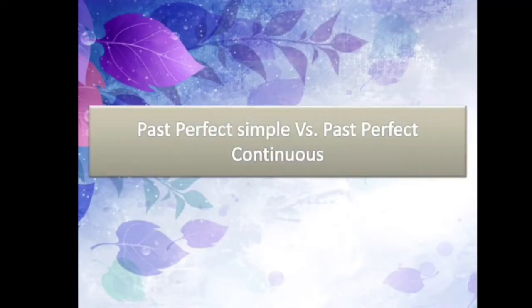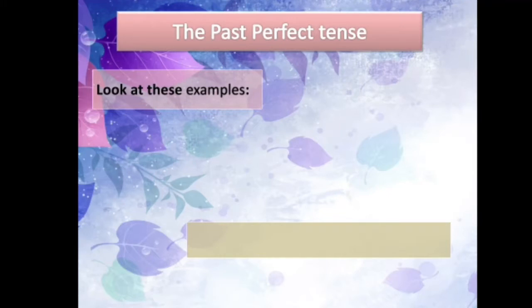Hello, Grade 7. Today's lesson is about Grammar 1 in Unit 4, Code. The lesson is about how to differentiate between past perfect simple and the past perfect continuous. First, let's start with the past perfect simple tense. Let's look at these examples.